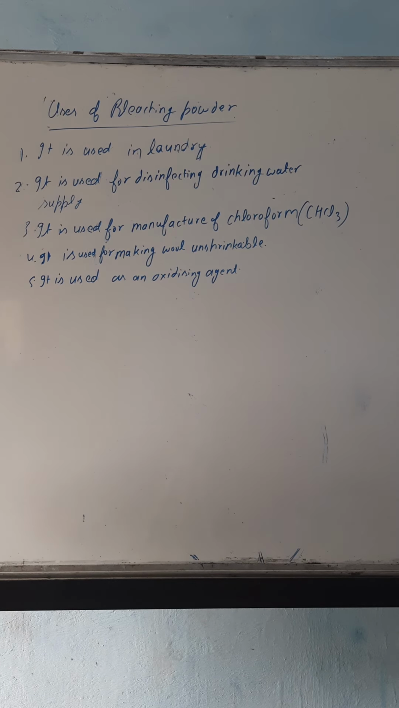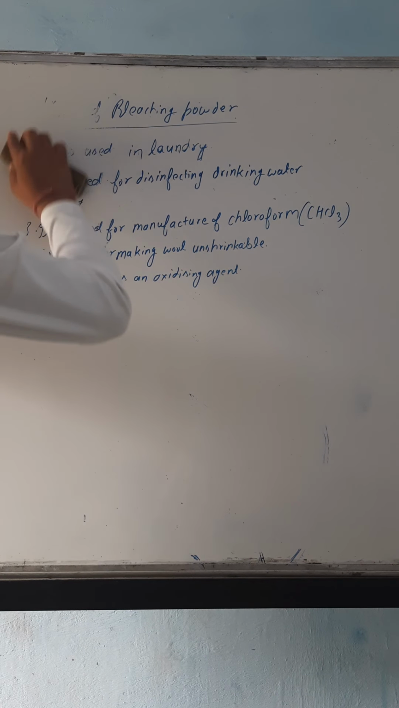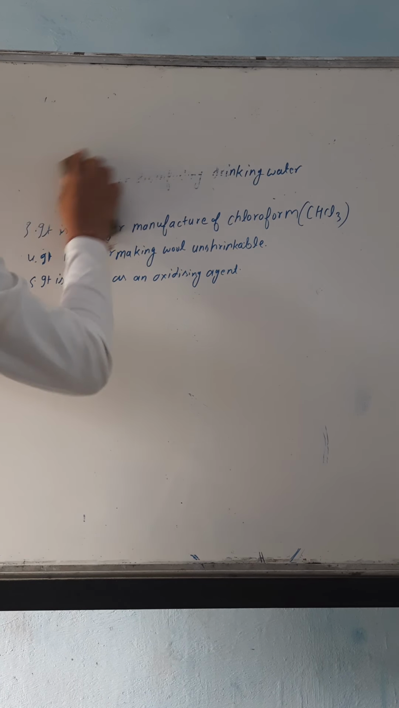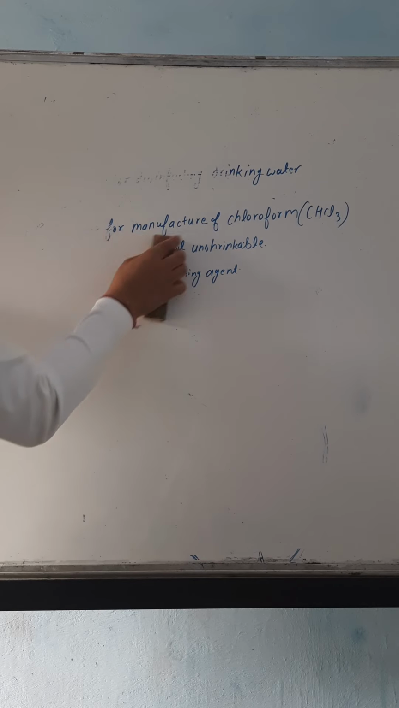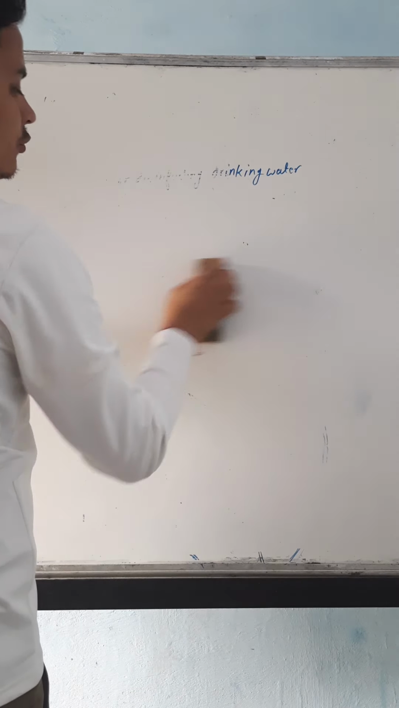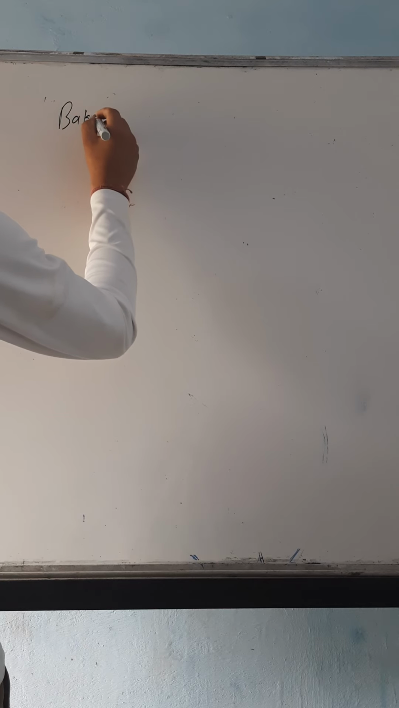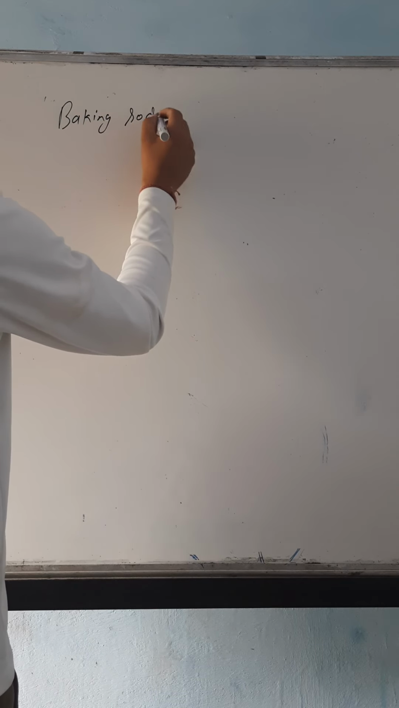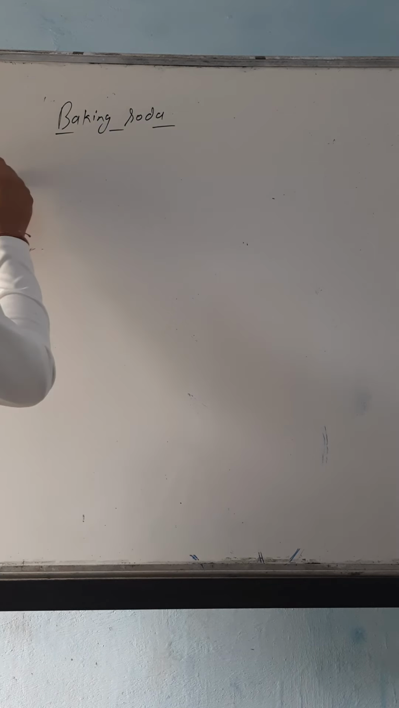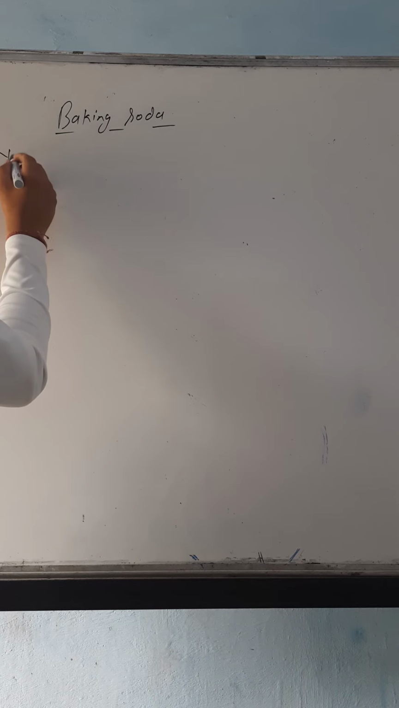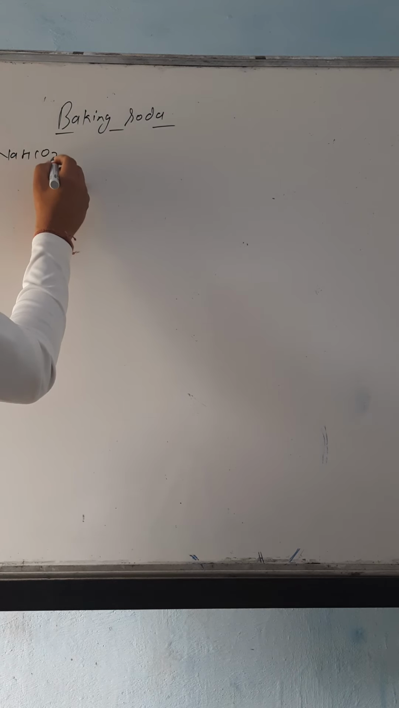So now we will be discussing baking soda. Baking soda, also known as sodium hydrogen carbonate. The common name is baking soda. What would the chemical formula be? The chemical formula is NaHCO3. This is the chemical formula for baking soda.